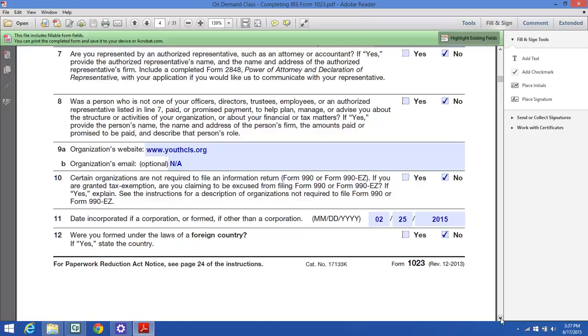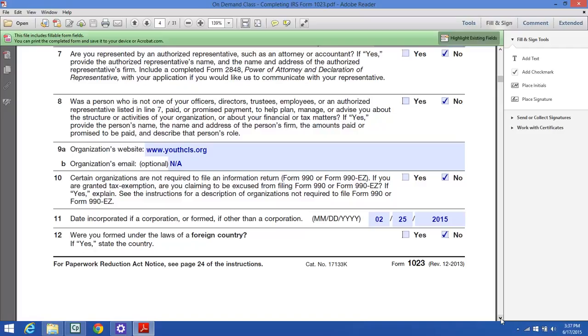9A, organization's website. If you've already decided on a website, or if you've already established a website for this organization, you would type the organization's website address here in 9A. If you have an email address already established for the organization, you would write or type the email address under section 9B.